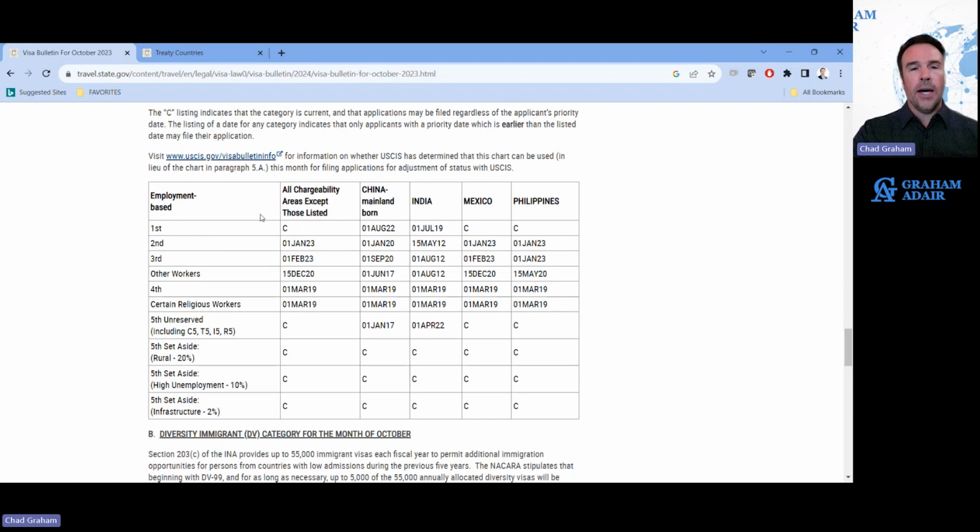Now, if you look across the top, you'll see countries listed. You'll see China, India, Mexico, Philippines. If you're from one of those countries, then that's your column. If you're not from one of those countries, then you go to that second column that says all chargeability areas except those listed. And then if you go down, you can see what your priority date is.